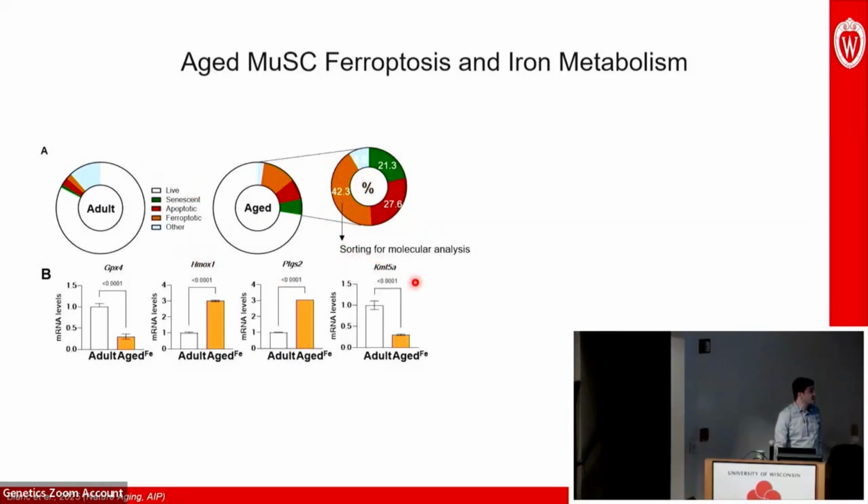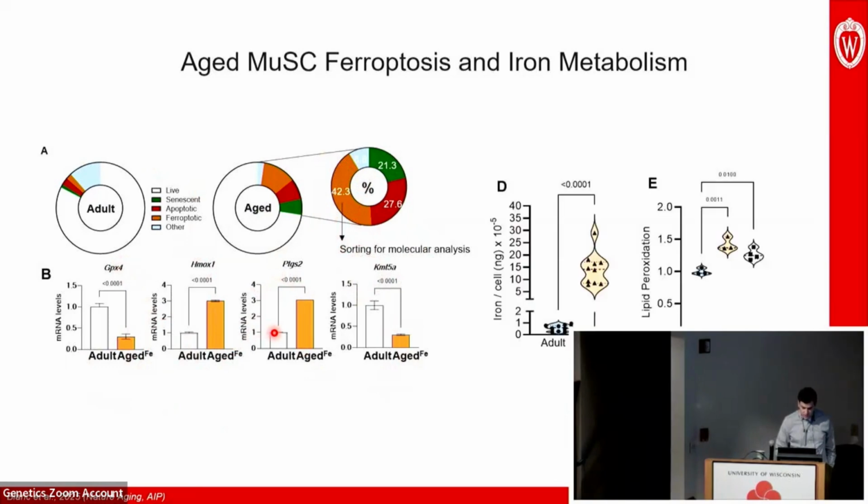We actually sorted those cells for subsequent molecular analysis. So that means that at this point, they're already lipid peroxidation high. GPX4 was indeed down, as well as KMT5A. So that goes with our hypothesis. HMOX and PTGS2 being up are essentially just markers of ferroptosis at this point. They also had a lot more iron.